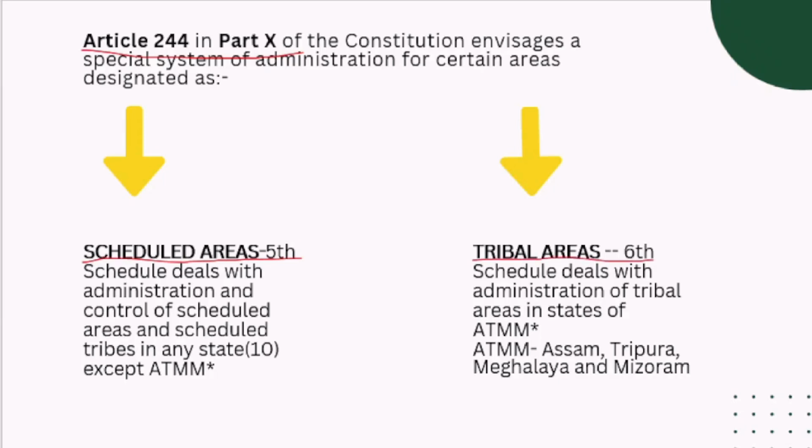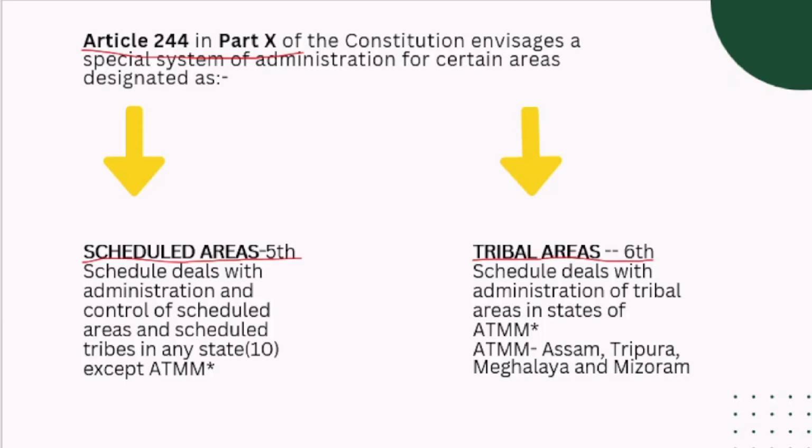In simple words, Article 244 outlines the governance framework for the areas with significant tribal populations. These areas are governed differently to protect the rights and welfare of the tribal communities. The 5th Schedule is called scheduled areas and the 6th Schedule is called tribal areas. They both are distinct, but both of them aim to ensure that the tribal population have the autonomy and the protection that they need.